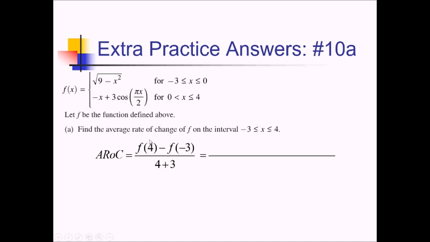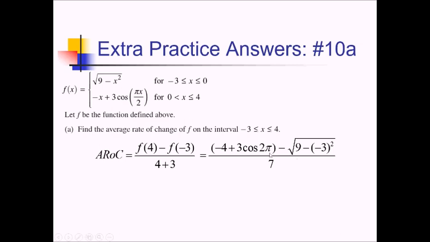F of 4, for example, uses this second rule here, which applies between 0 and 4. So this is going to be negative 4 plus 3 cosine 4 pi over 2, which I guess you could reduce to 2 pi if you wanted to. And then we're subtracting f of negative 3. Now negative 3 uses this first rule, so we're subtracting the square root of 9 minus negative 3 squared. And I'm just going to write 7 down here.